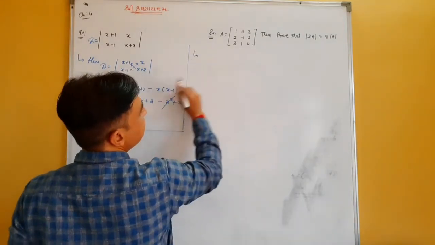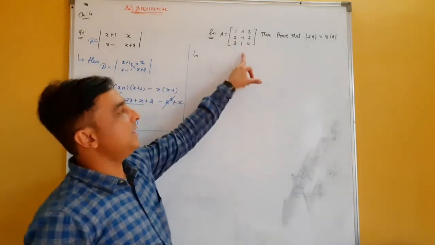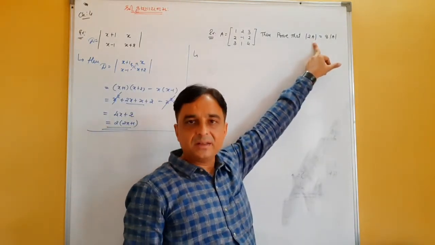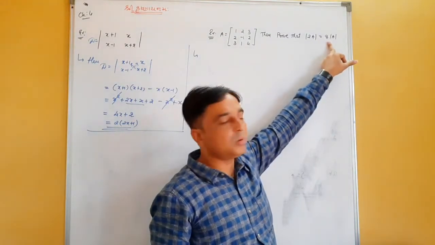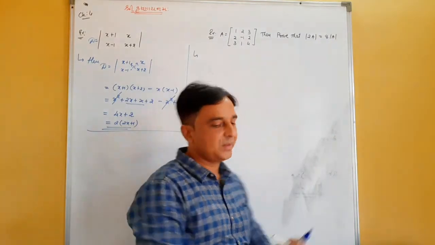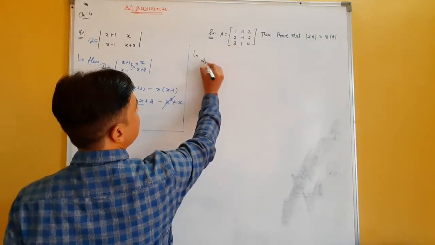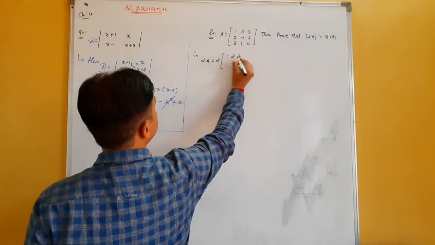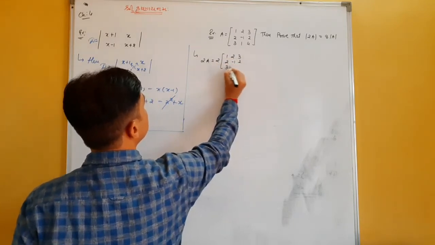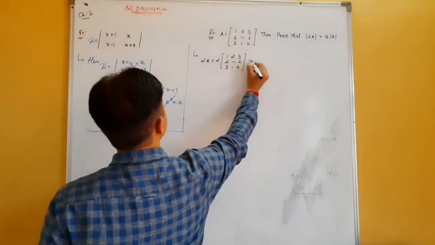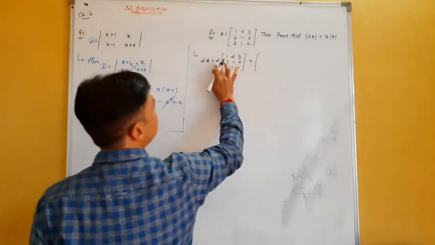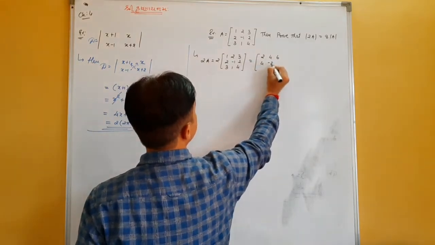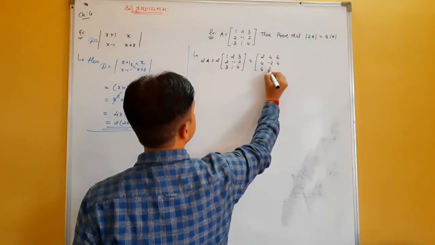Now see the second one. A 3 by 3 matrix is given. Prove that the determinant of 2A is equal to 8 times the determinant of A. So first we are finding 2A. 2 into matrix A: 1 2 3, 2 minus 1 2, 3 1 4. This is nothing but multiplying 2 with every element: 2 4 6, 4 minus 2 4, 6 2 8.